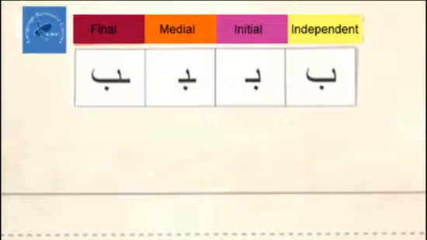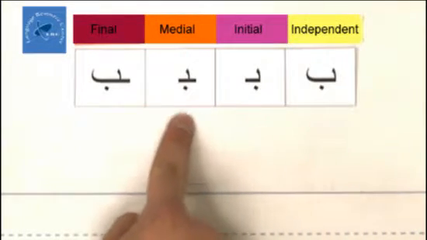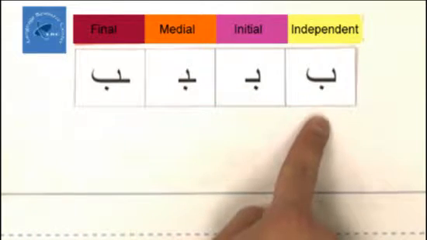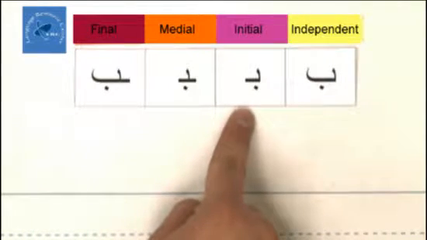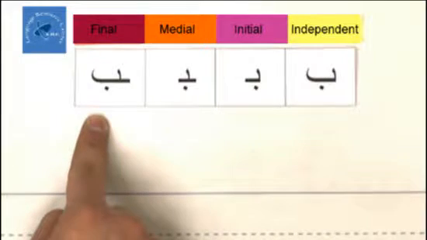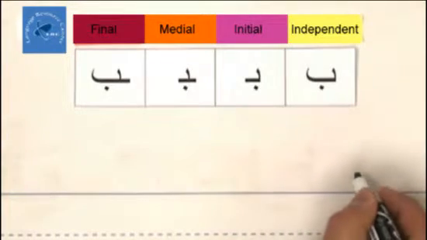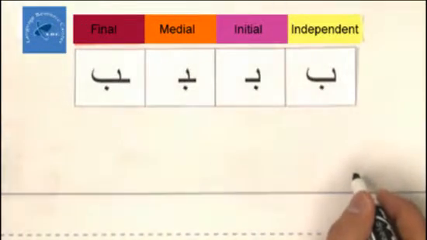The next letter is the letter ba. Ba. Again, the letter ba here is represented in its printed format: independent position, initial, medial, and final position. And now I will show you how to handwrite the letter ba. Let's start with the letter ba in its independent format.